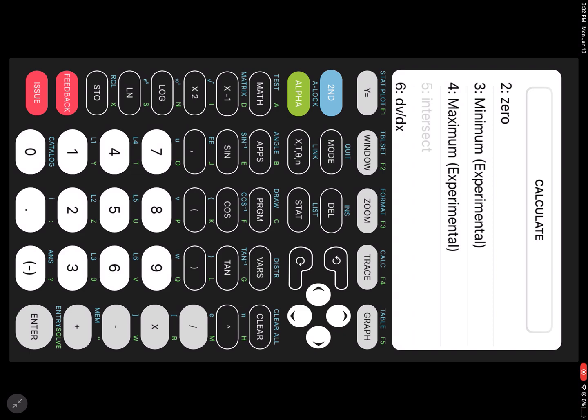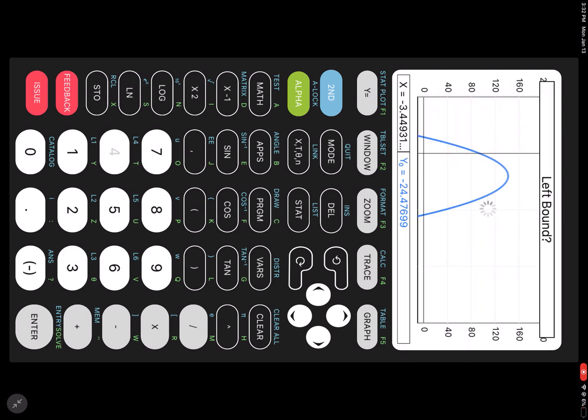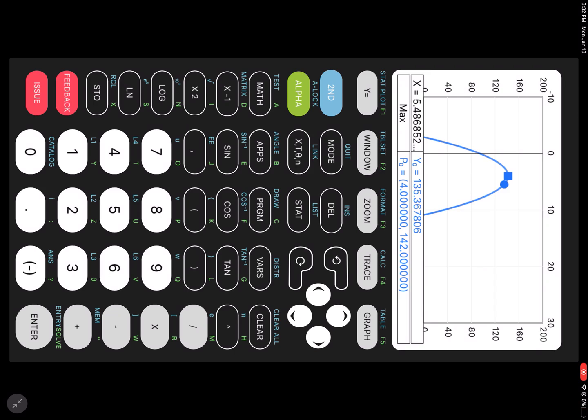So you can just enter 4, and an actual TI-84 has this left bound that's more on the bottom. Okay, but it says left bound, so we'd want to find somewhere left of the vertex, push enter, right of the vertex, enter, and then we'll also say guess if you're using an actual calculator or a TI, okay?